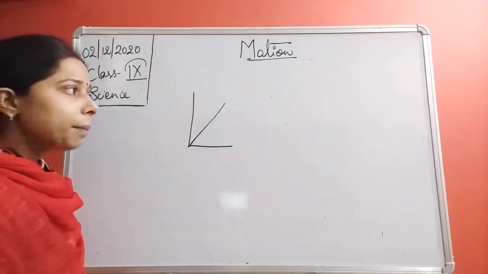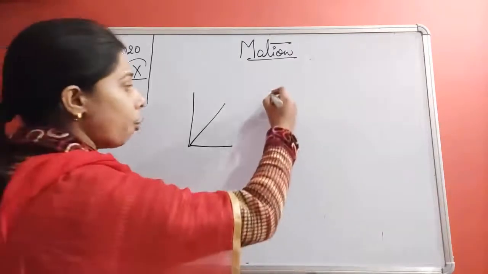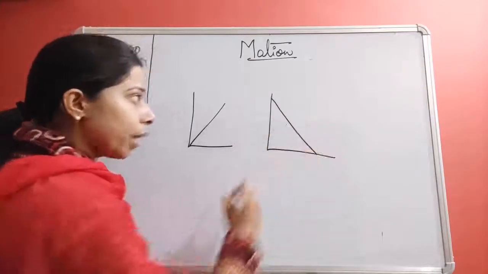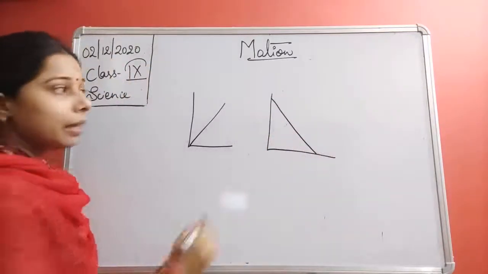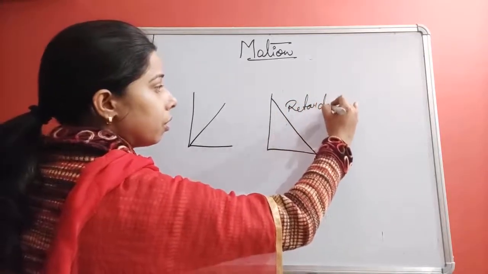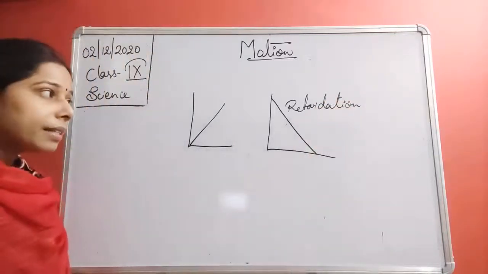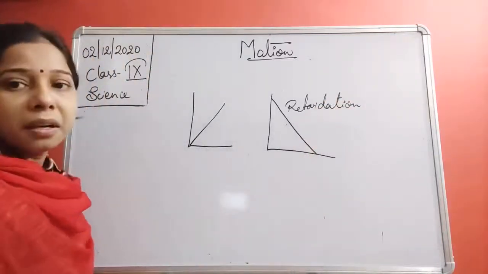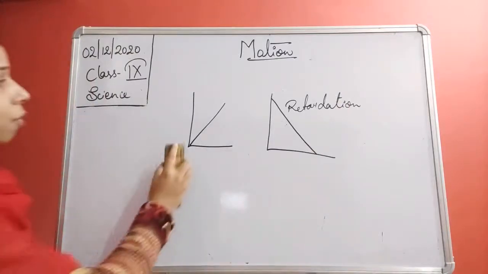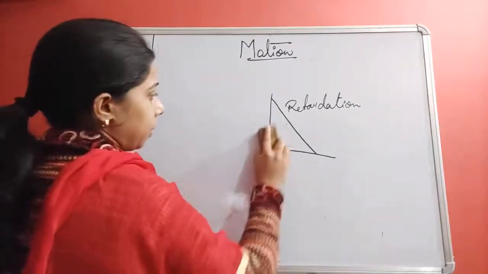In the same case, we have seen one more thing: if we get a slope moving from upward to downward and a straight line is there, then ultimately it is what? It is retardation. So one is acceleration, another one is retardation. Now, let us move forward and see the next topic.